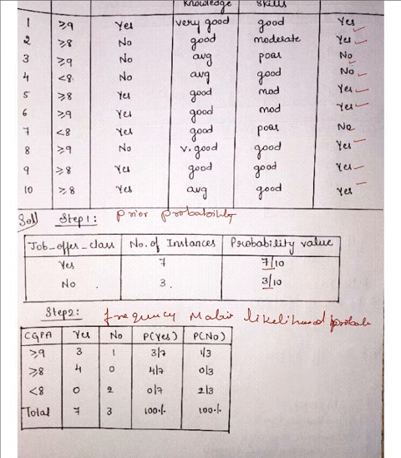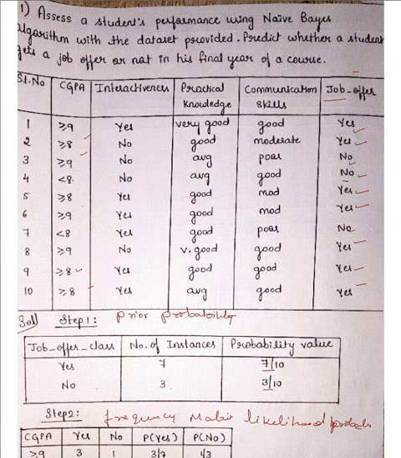consider the attribute CGPA. In CGPA, for greater than or equal to 9, we should count in the target job offer how many yes and how many no's there are. Similarly, for greater than or equal to 8, in the job offer you have yes, and in instance 5 also you have yes, and in instances 9 and 10 you have yes only. So we have to count how many yes and how many no are for greater than or equal to 8. Similarly, for less than 8 also, how many yes and how many no's are there.